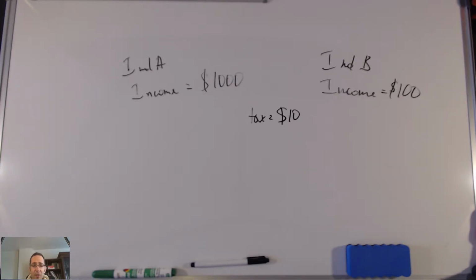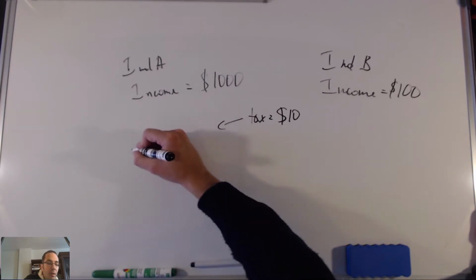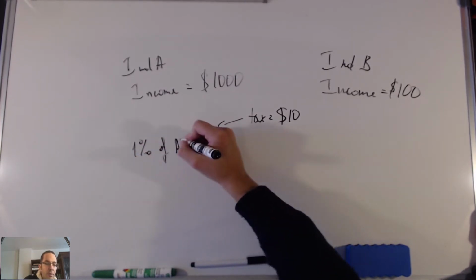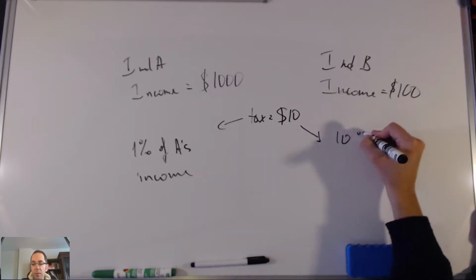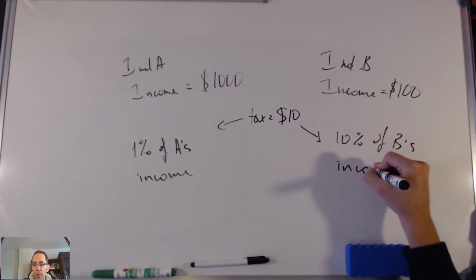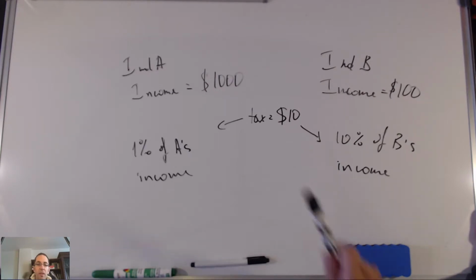Now, the tax as a percentage of A's income would be equal to 1%. So this $10 would be 1% of A's income. On the other hand, this same tax would be 10% of B's income. So we see that as the level of income increases, as it goes from 100 to 1000, the value of the tax as a percentage of the person's income would begin to decrease, which effectively means that indirect taxes are easier to be paid by richer people and they're harder to be paid by poorer people. And this is one of their negative side effects that we should take into consideration.